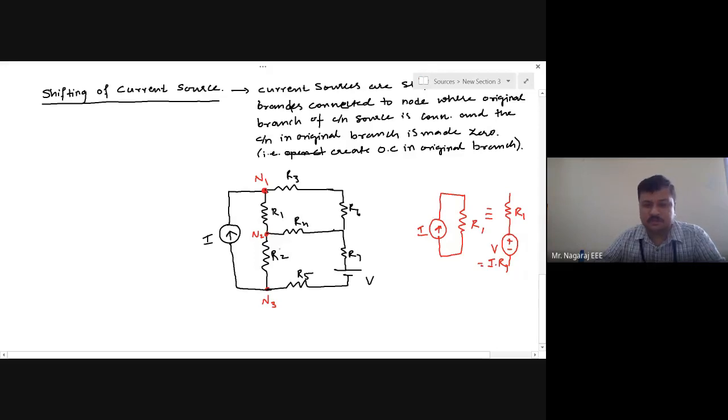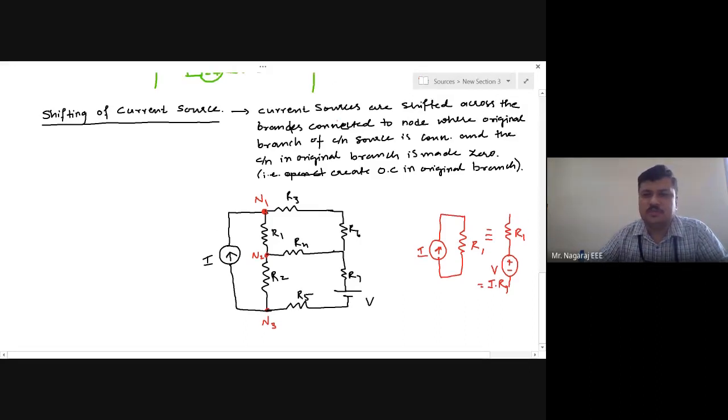But if the circuit is very huge, which contains hundreds of elements, at that point of time we should be thinking. So all the techniques of circuit analysis were developed to solve large complex circuits. Simple circuits we can do manually itself. So now, as per the statement what I have written here, current sources are shifted across the branches connected to the node where the original branch of the current source is connected. See, the original branch of the current source is connected to node N1 and node N3.